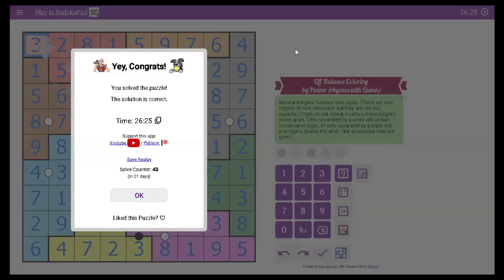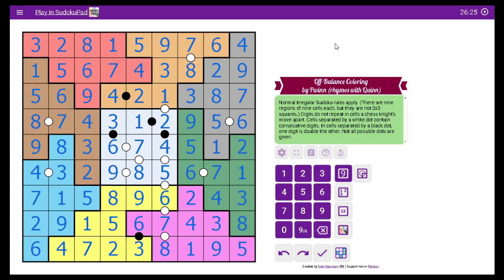3 in the corner with a beautiful snowflake emoji, 26 minutes and 25 seconds. What a joy of a puzzle that was by Pwinn. 43 solvers just in 21 days. This puzzle needs to become more popular. It is an absolute beauty, an absolute beauty.